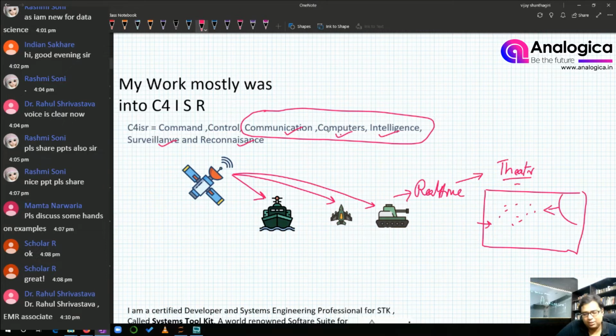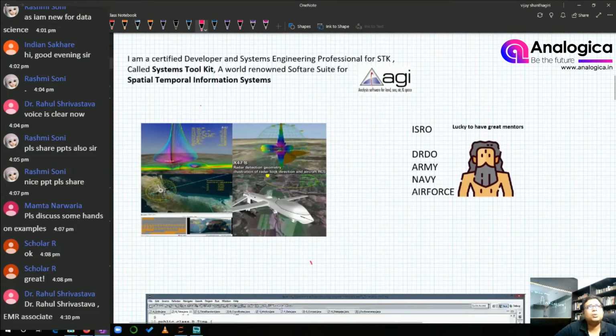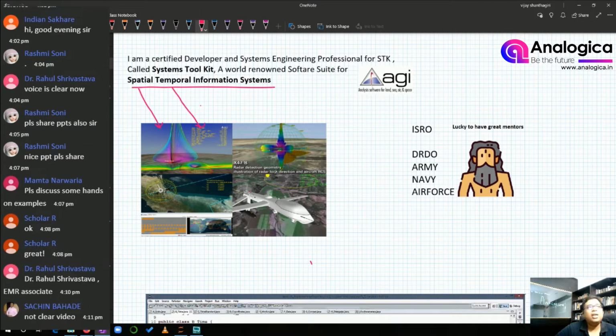This was way back in 2014, and I worked with a lot of establishments. I was able to do that because I am a certified developer and systems engineering professional for STK. STK is the Systems Toolkit, a world-renowned software suite for spatial temporal information systems. It's a big word, but it is not as fancy. It is good, but when you break it down, it's very simple. Spatial means something related to space. Temporal means something which moves in time. Information means all the data that's coming in, and the thing that packs it all up is a system, right?